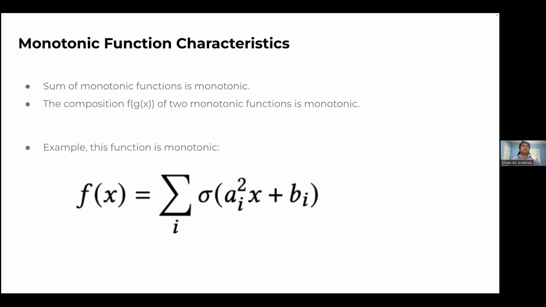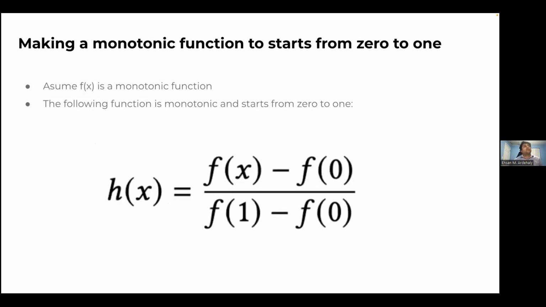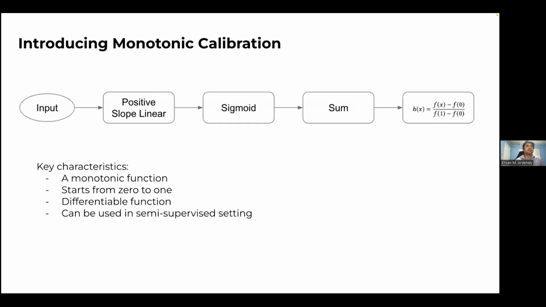Basically, we have a linear function here with positive slope, it's monotonic, and then we have a sigmoid, and the composition is monotonic, and then we have a sum over it, and it's monotonic. Basically, we can generate monotonic random functions here. And for the last piece, to make sure that the function goes from 0 to 1, we just need to apply simple normalization. We subtract f(0) and divide by f(1) minus f(0). This is also monotonic because we're just subtracting a constant and dividing by a constant.